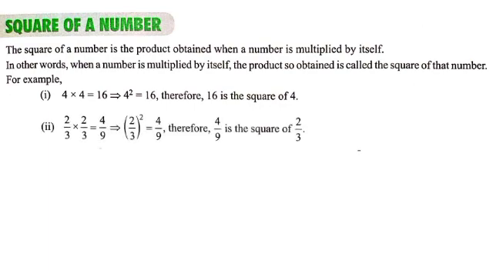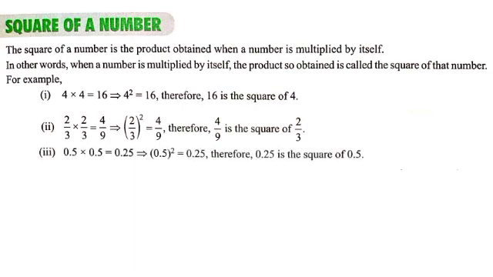2 by 3 into 2 by 3 is equal to 4 by 9. So, (2 by 3) power 2, or (2 by 3) squared, is equal to 4 by 9. Therefore, 4 by 9 is the square of 2 by 3. 0.5 into 0.5 is equal to 0.25. That is, 0.5 power 2, or 0.5 squared, is equal to 0.25. Therefore, 0.25 is the square of 0.5.